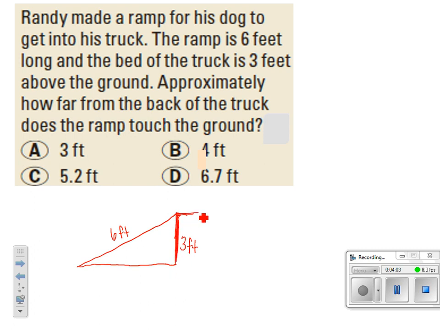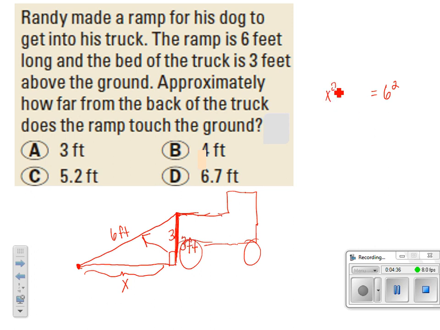This is where I'm not a very good artist, so if I were going to draw a truck here, which I'm not very good at drawing, this would be the back of the truck here, and then how far from the back of the truck does the ramp touch the ground? So we're looking for this distance right here. So we know this is 3, we know the ramp is 6, and we're looking for this distance. So this would be our 90 degree, the 6 would be our hypotenuse this time. X would be one of the legs plus 3 squared.